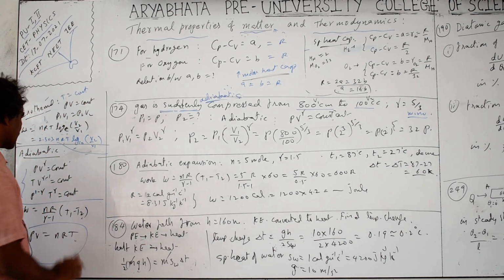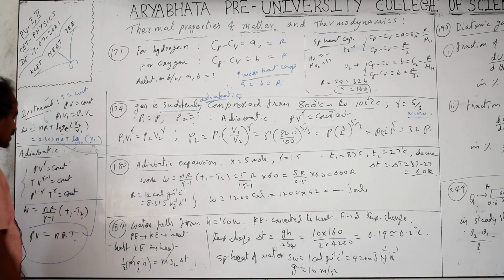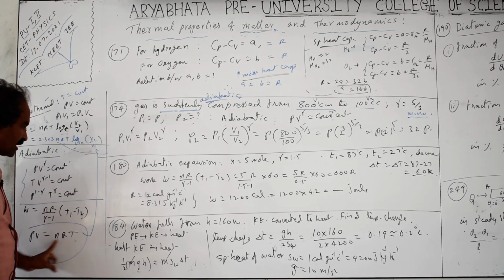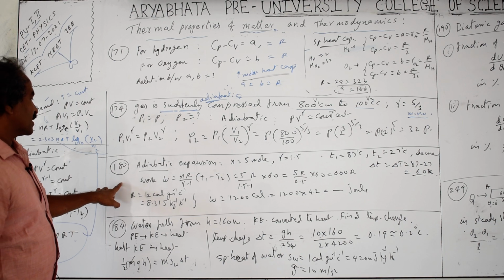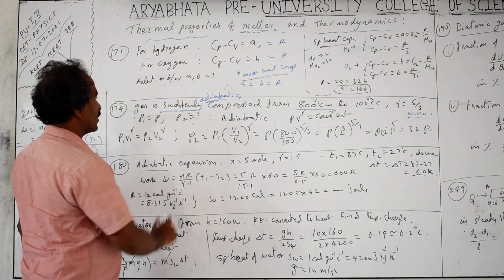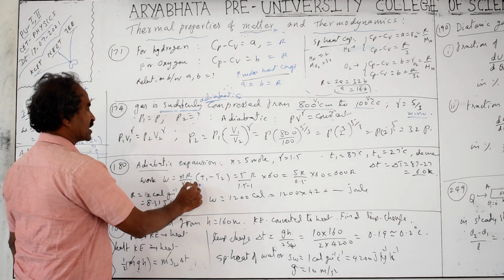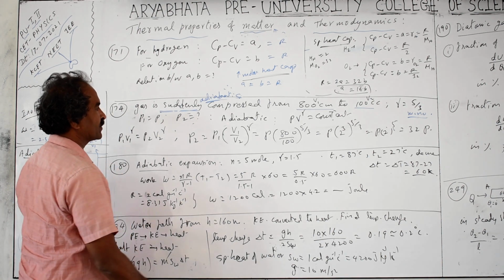But PV equals nRT is applicable for adiabatic process also, isothermal process also. In isothermal process, this right hand part is constant for given n moles of gas. Next, work done in adiabatic process is nR by gamma minus 1 into T1 minus T2.